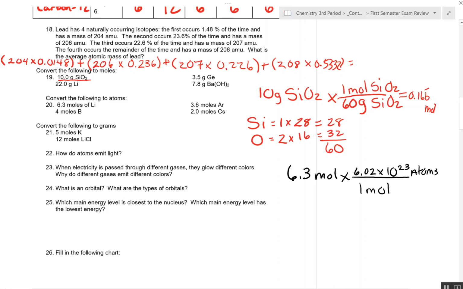Now, the easiest way to figure this out is take the 6.3 times the 6.02, and I get 37.926 times 10 to the 23rd. Is that in the right format? I have to move the decimal which direction? Left. So that increases the exponent 1 time. So there is the correct answer.